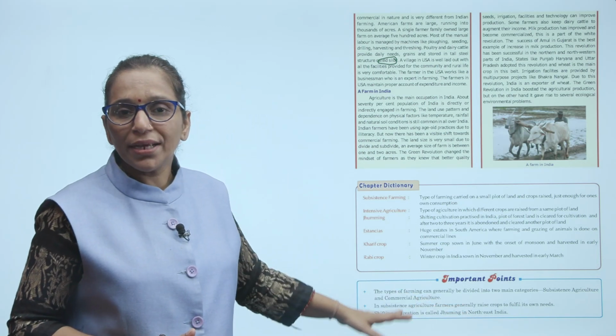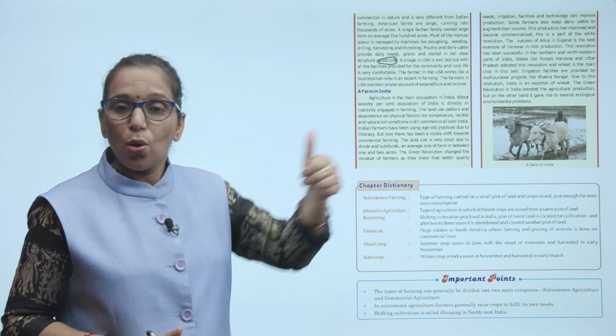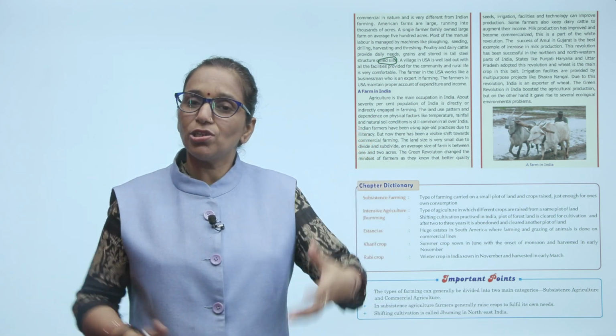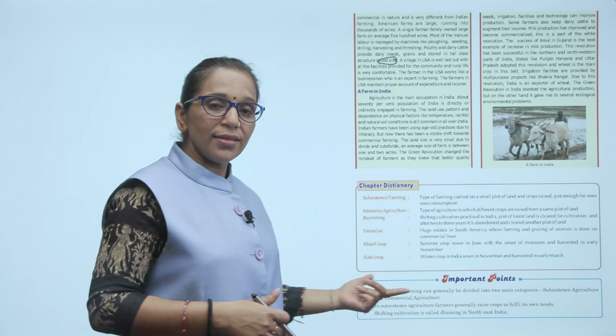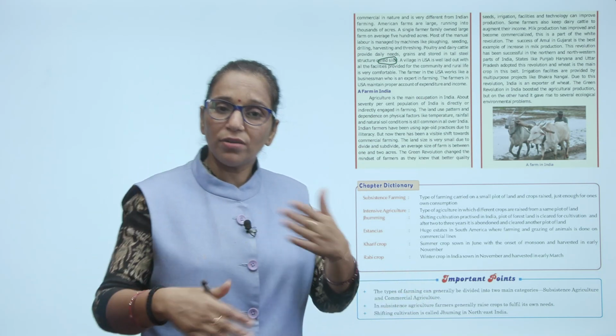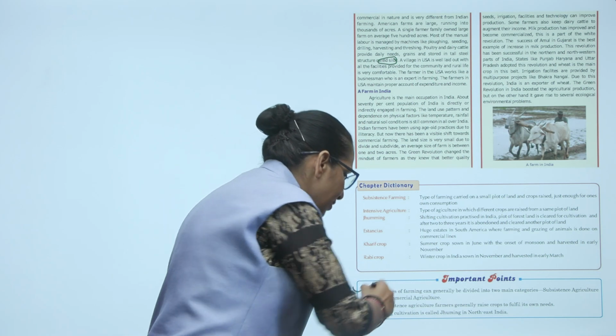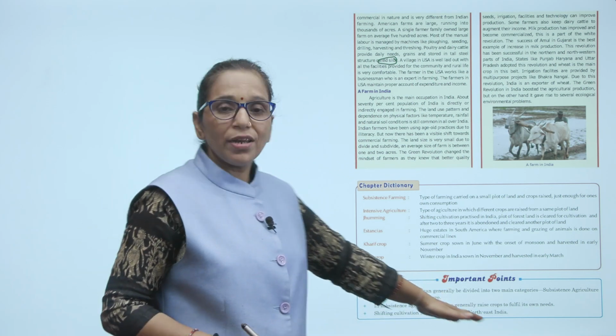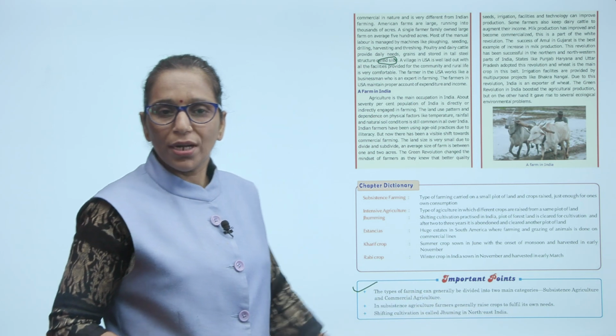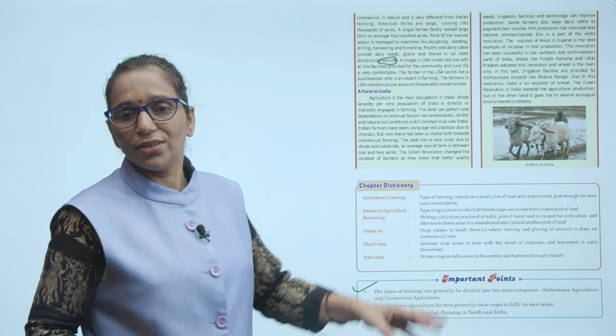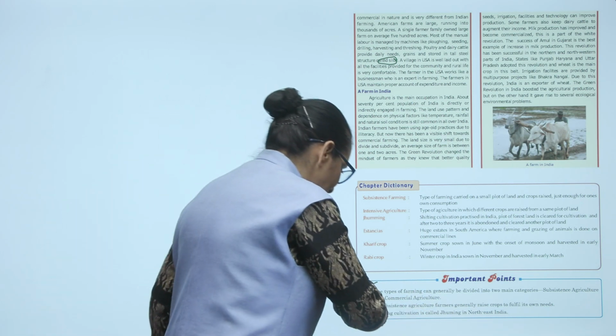Now we are going to discuss the important points of the chapter. The type of farming can generally be divided into 2 categories. One is subsistence agriculture, which is for own consumption, and another is commercial agriculture, which is for trade or commercial purpose. In subsistence agriculture, farmers generally raise crops to fulfill their own needs, and shifting cultivation is also known as jhoming in northeast India.